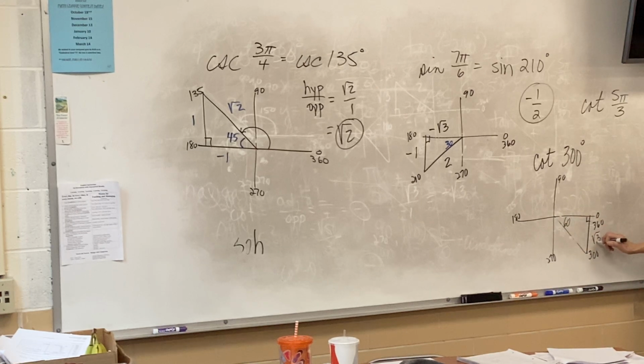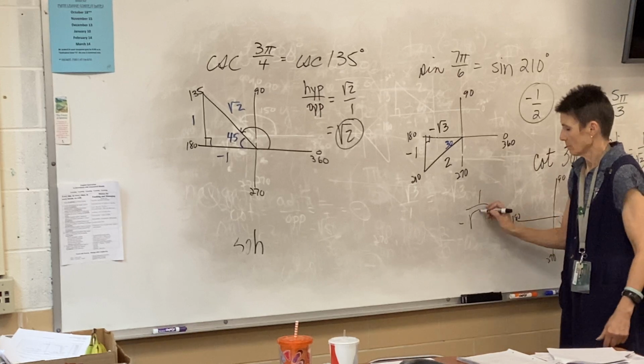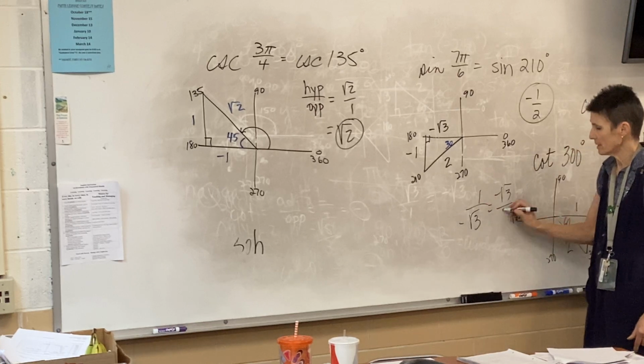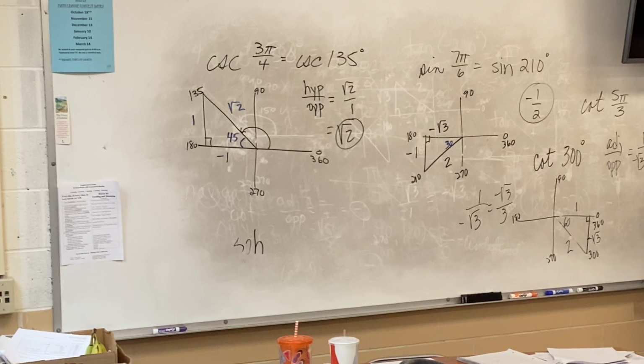So this is a root 3, this is a 1, that's a 2, and the negative is on the root 3. We went right, that's positive, but we went down, that's negative. Cotangent. Adjacent over opposite. So 1 over negative root 3. That's negative root 3 over 3. That is the answer to the question.